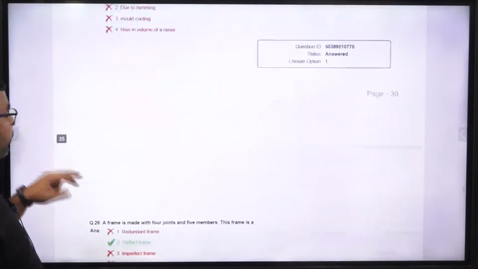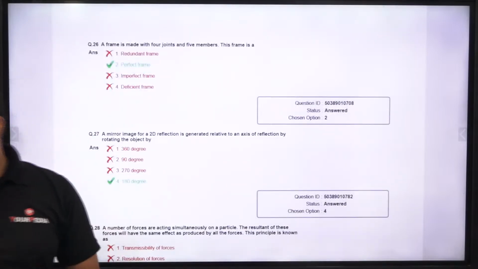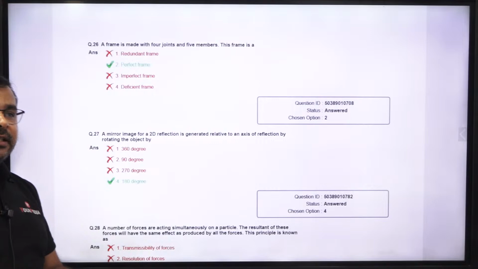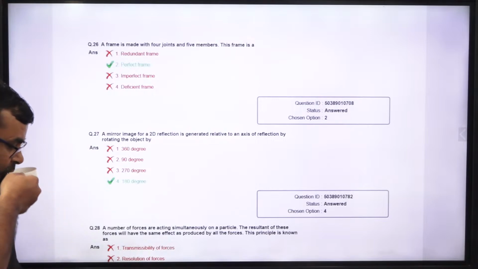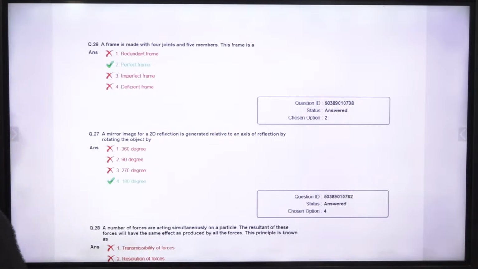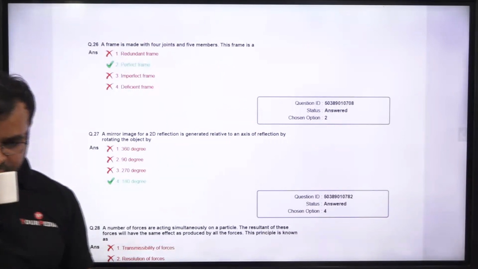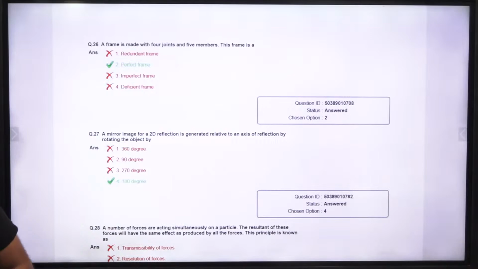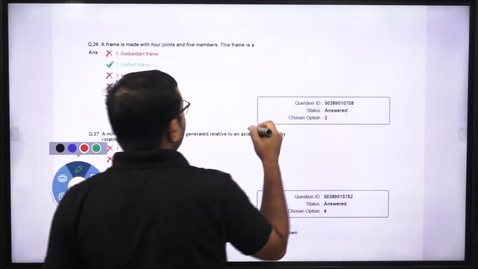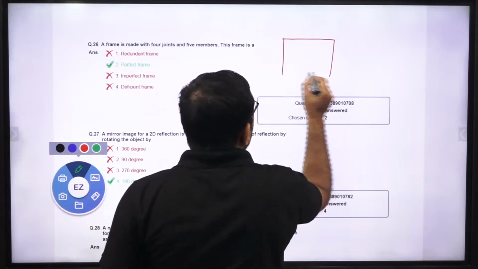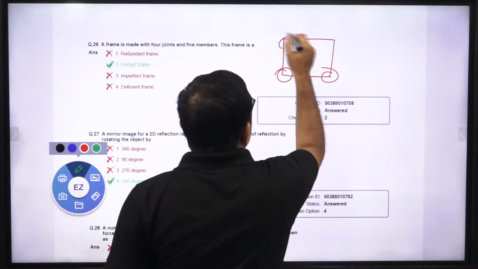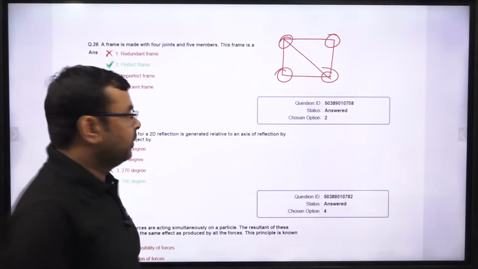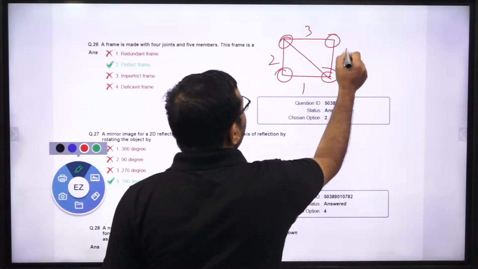Okay, so let's see another question. Tell me which one is the right answer, and what is the reason behind this right answer. A frame is made with four joints and five members. You can see here, suppose you have a frame like this, and here we have five members. This is member 1, 2, 3, 4, and 5.